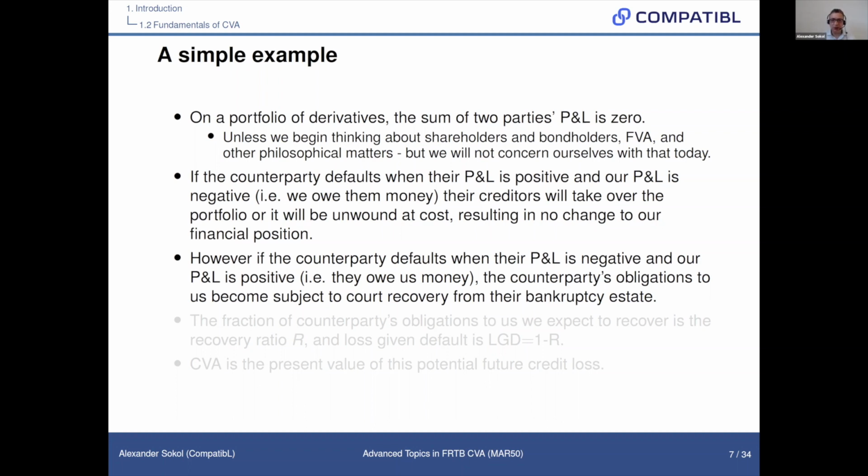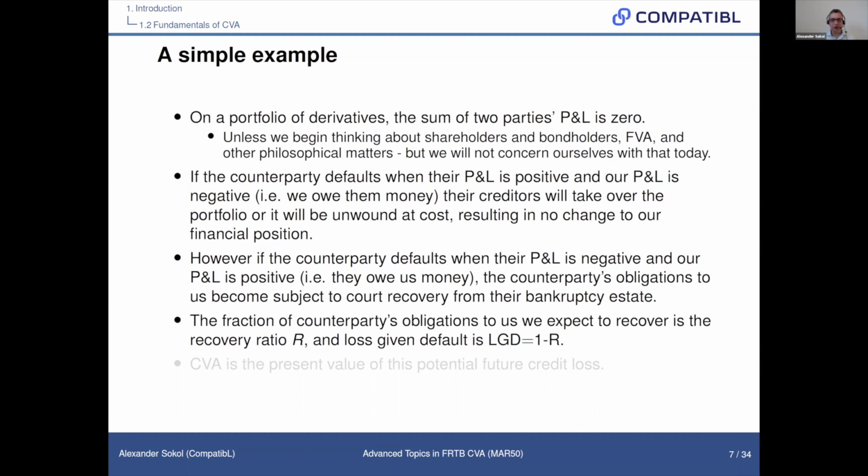And as a result, our obligations under derivative contracts become subject to court recovery from the bankruptcy estate. The market practice is that some of the money will be recovered. It's rare that the loss is complete. So the fraction of the counterparty's obligation to us that we expect to recover is called the recovery ratio, and 1 minus the recovery ratio is loss given default.